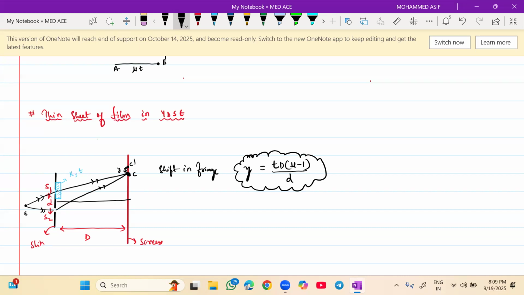Whenever a sheet of paper is kept in front of one of the slits, the point C is shifted to C dash. That is called the shift in the fringe width. The shift in the fringe width is given by the formula y equals t into D into (mu minus 1) divided by small d, where t is the thickness, capital D is the distance between the screen and slit, mu is the refractive index, and small d is the distance between the slits. Very, very important formula.